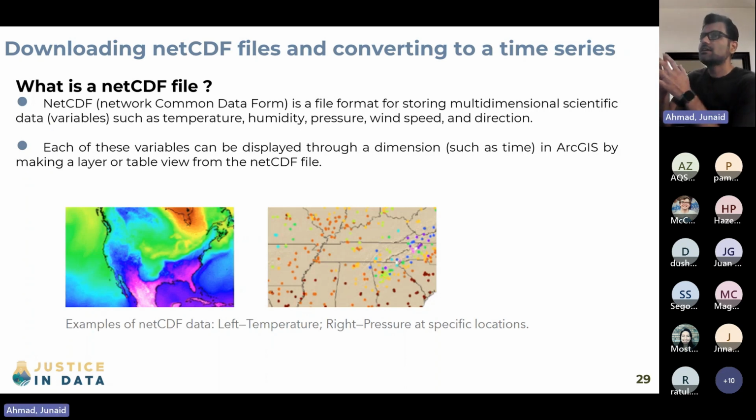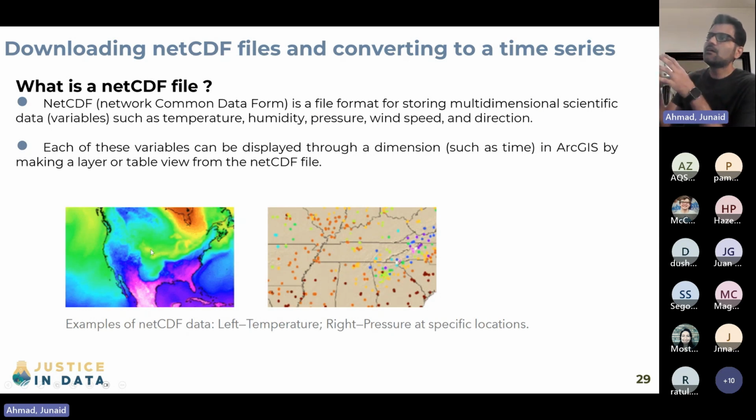NetCDF is an abbreviation for Network Common Data Form. It is a file format for storing multi-dimensional scientific data variables such as temperature, humidity, pressure, wind speed, and direction. Over here you can see two images. On the left is the temperature data, and on the right is the pressure at specific locations. The locations are highlighted over here.